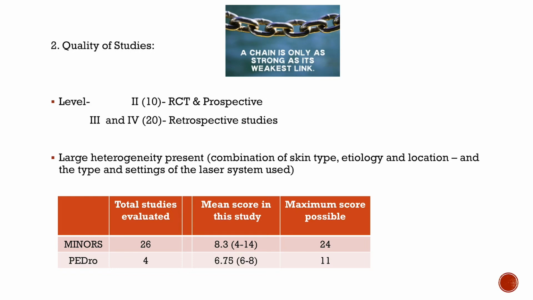Here we see that the Minors instrument was used in 26 studies, and the PEDro was used in evaluating 4 studies. Now the mean score for the Minors was 8.3, while the maximum is 24, which is almost one third of the way down. And the mean PEDro score was 6.75, and the maximum is 11, which is almost halfway down. So this tells us about the overall quality of the studies.